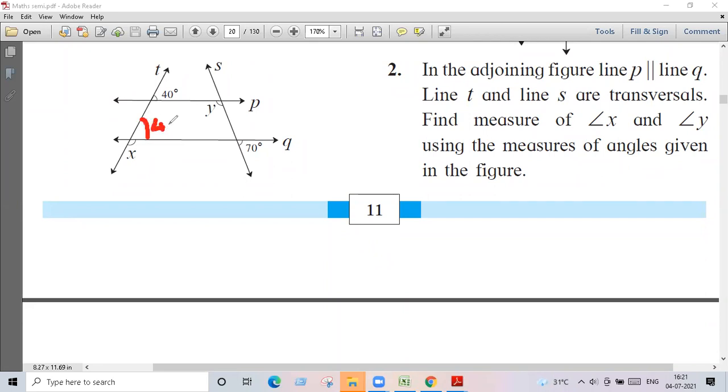40. So x plus 40 is 180. x plus 40 is 180. Getting? And y, how to do y? y is also in the same way. This is also 70. Corresponding angle. Right? So how will you write the answer?